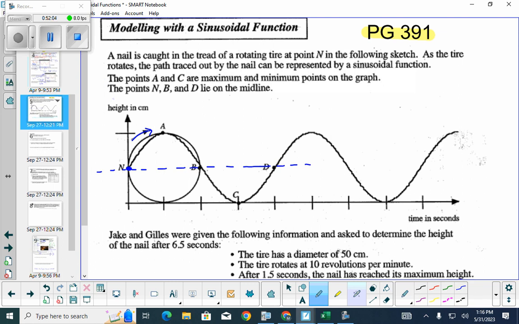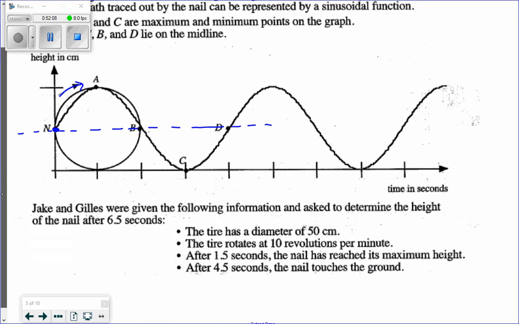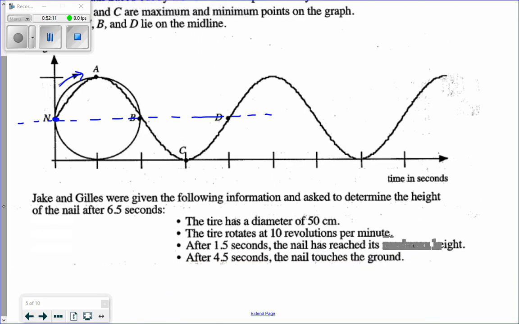So let's put some numbers onto this thing. Okay, so it says Jack and Jill will give them the following information to determine the height of the nail after 6.5 seconds. So that's what we're looking for. How high is this thing at 6.5 seconds?